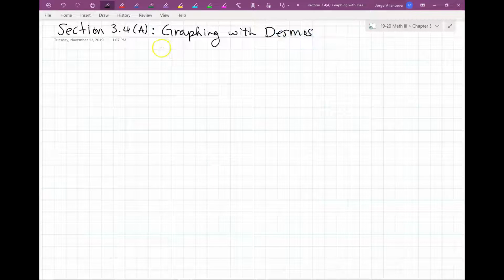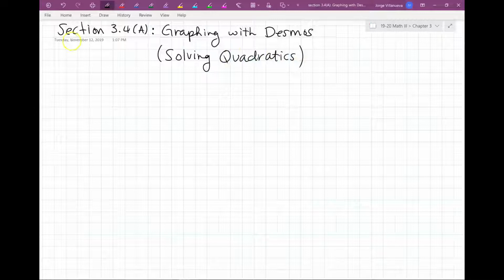Now, in a sense, we're going to be solving quadratics, with DESMOS. Normally, when you solve quadratics, you have to factor them, or you got to use the quadratic formula, which is over there in the poster on the red side. It's that big old function: x equals negative b plus or minus the square root of b squared minus 4ac over 2a. So you can use that as well.